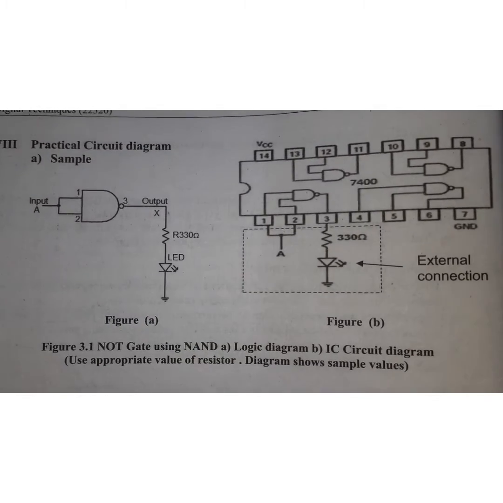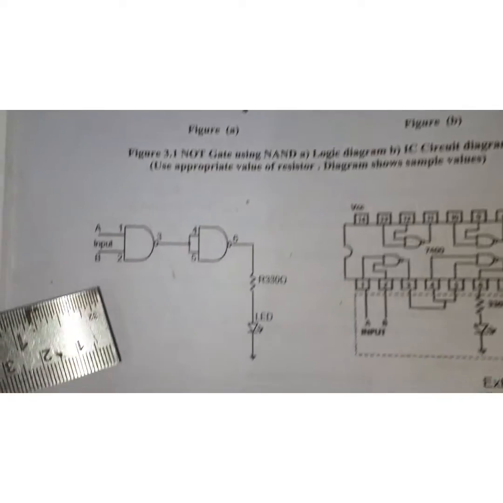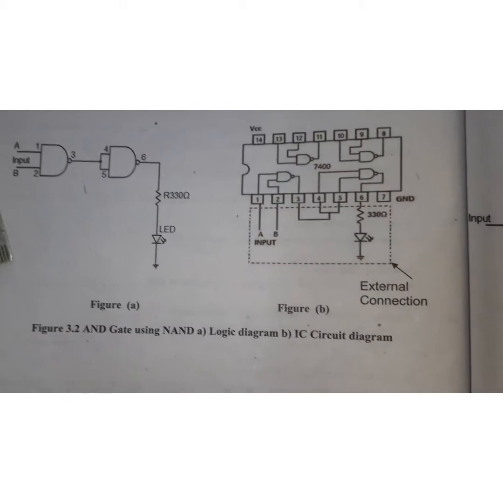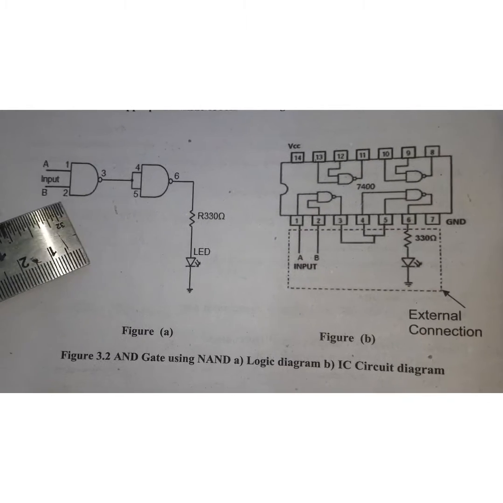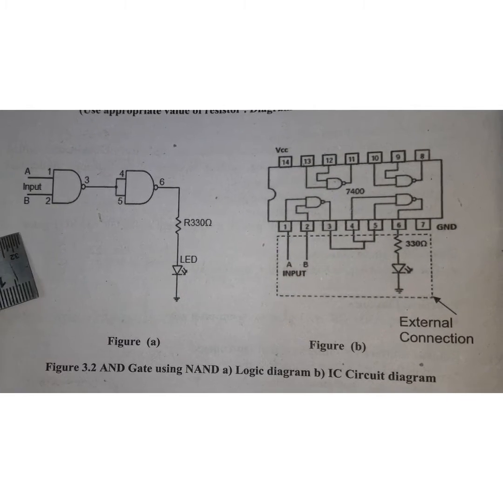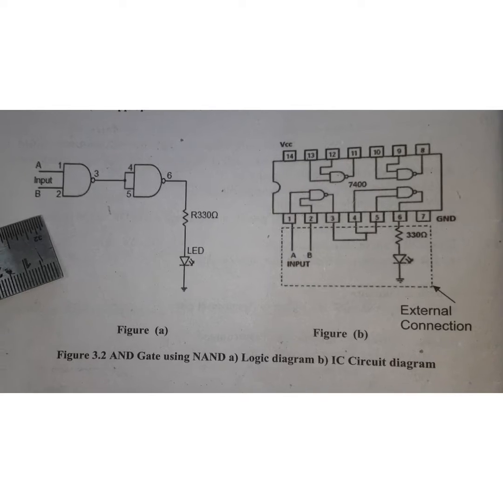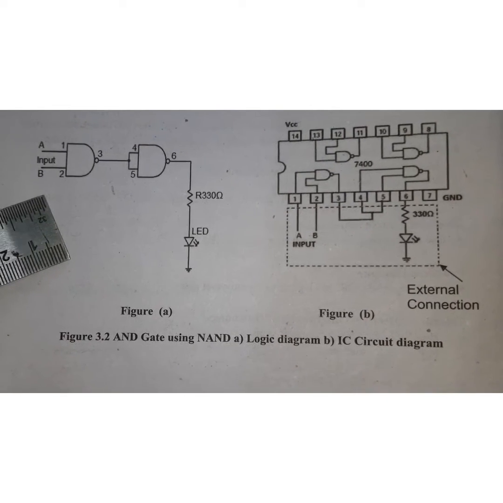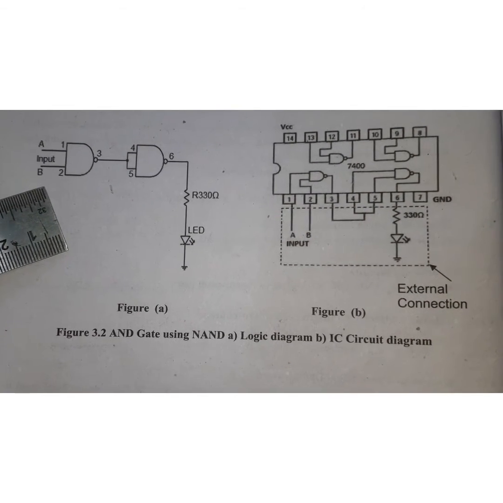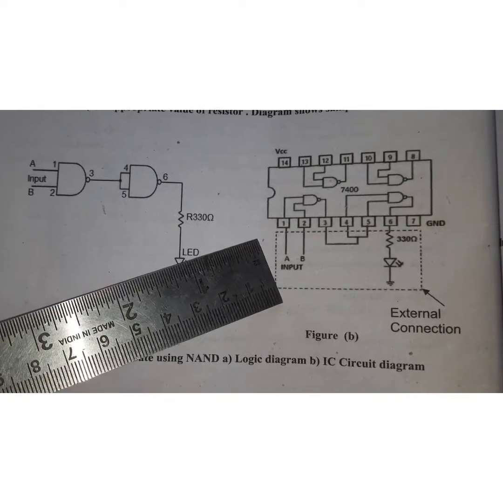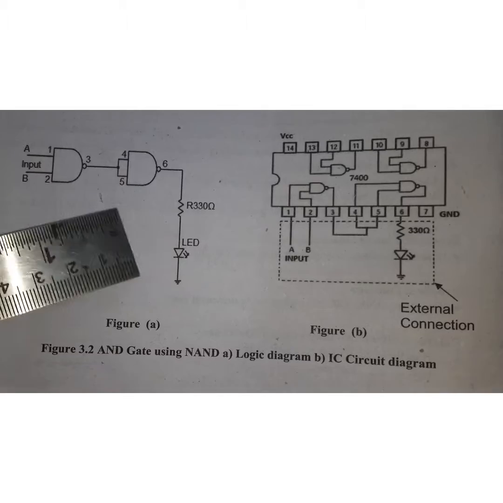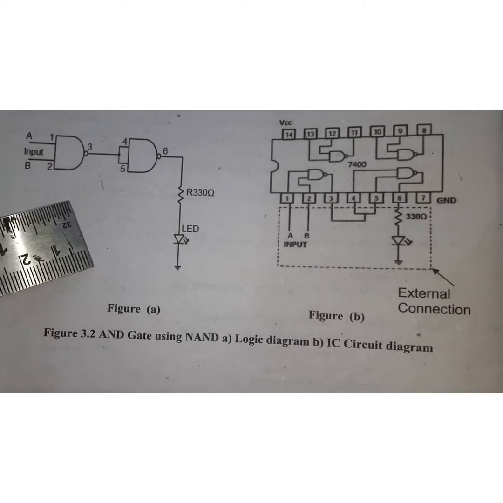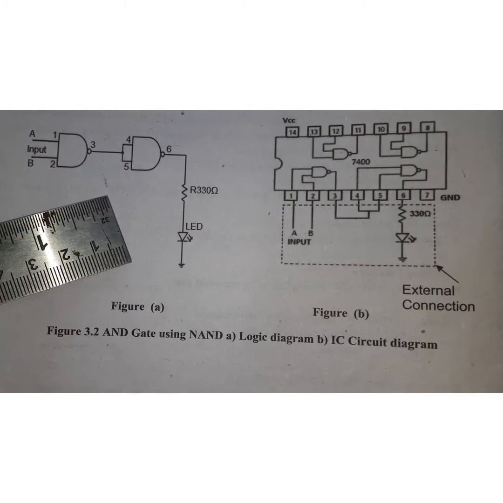The next logic diagram I am showing here is NAND gate as AND gate. So if you connect NAND gates like this, you will get the output of AND gate. And this is the circuit diagram of your NAND gate as AND gate. So from NAND gate we are actually constructing the basic gate, AND gate.